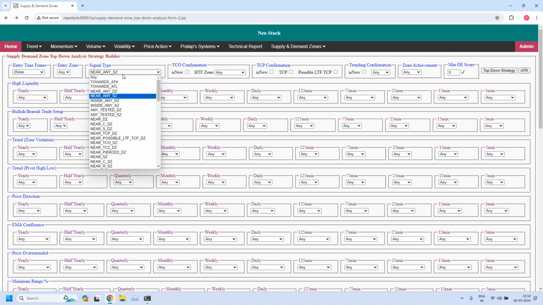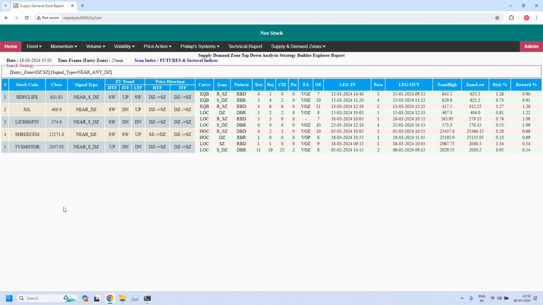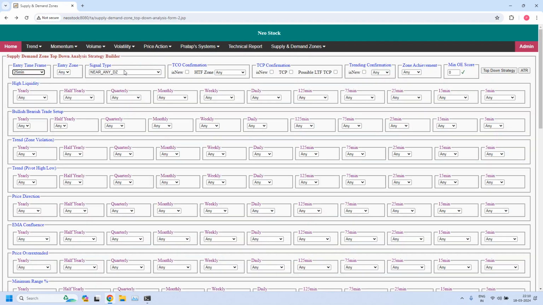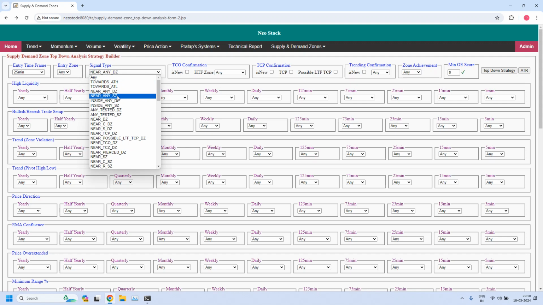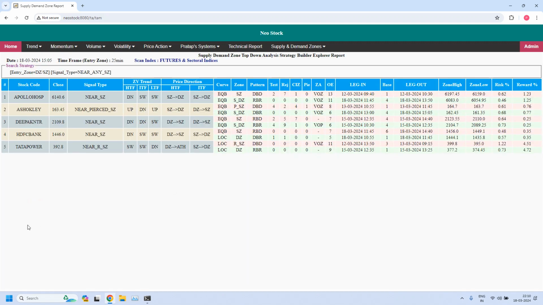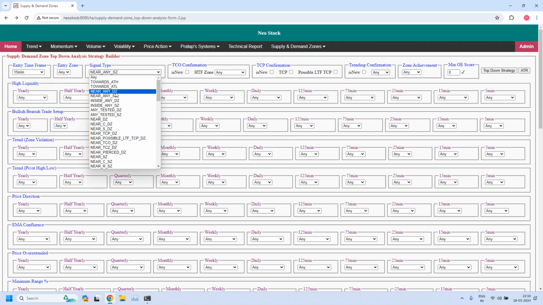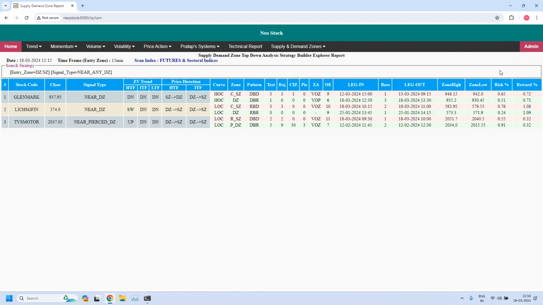Let us find the stocks near the 25 minutes demand zone. So these 5 stocks are filtered. So let's go back. For the 25 minutes time frame, let us find the stocks near the 25 minutes supply zone. So these 5 stocks are filtered. So I'm going back, changing the time frame to 15 minutes. Let us find 15 minutes demand zones. We have identified 3 stocks.